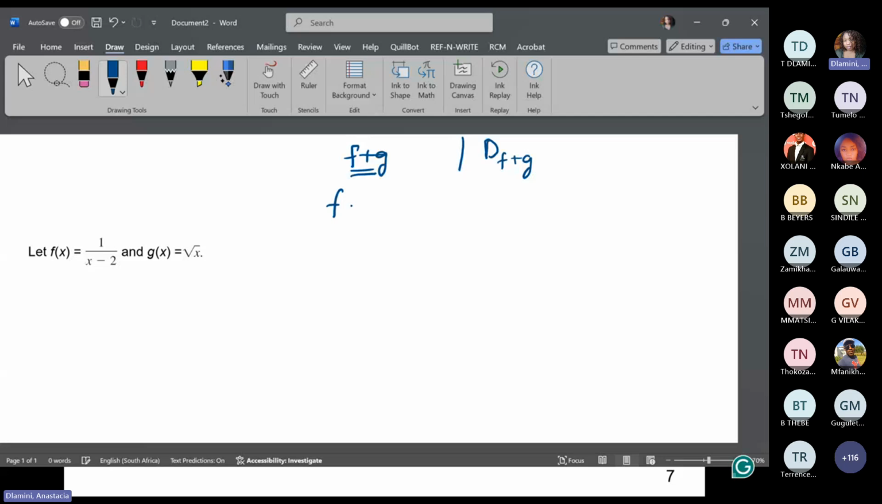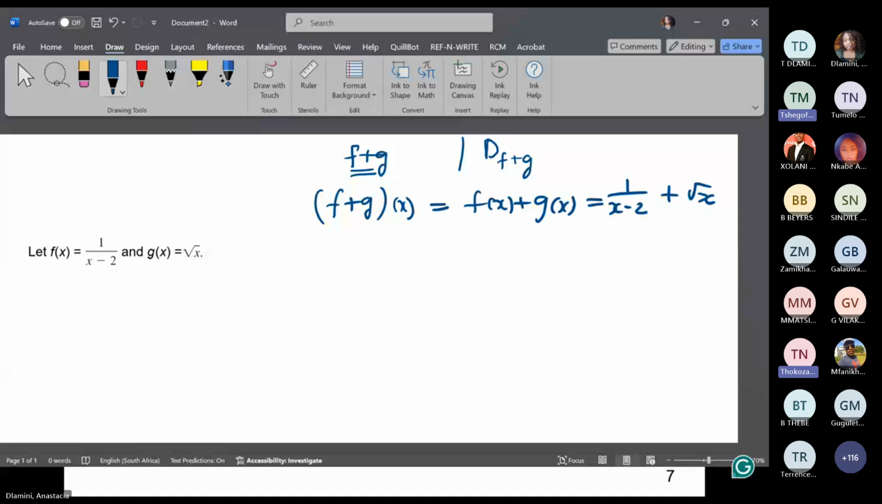We know that f plus g, they might write it like this, f of x, or they might write it as f of x plus g of x, is equal to what? Is equal to 1 over x minus 2 plus square root of x. Are we all together there? Yes, ma'am.